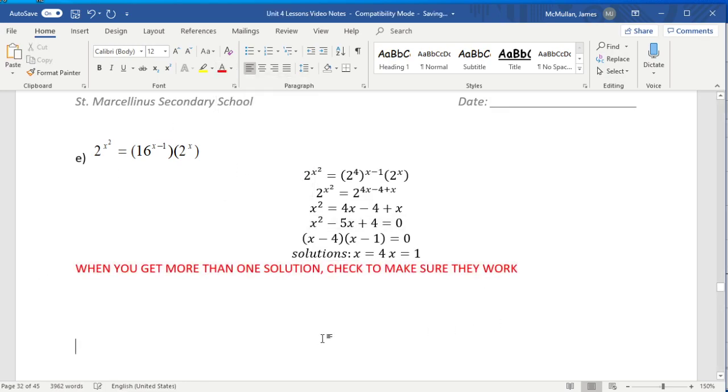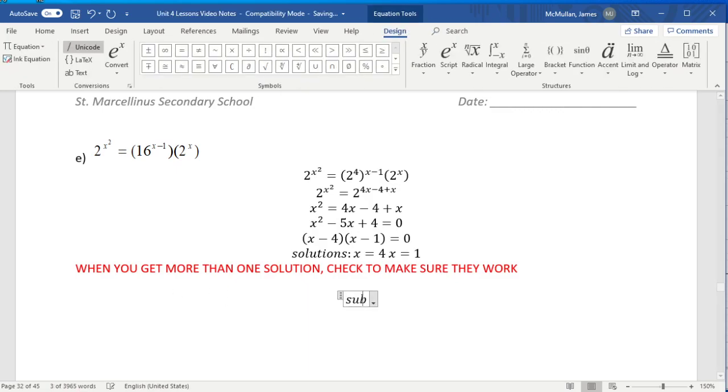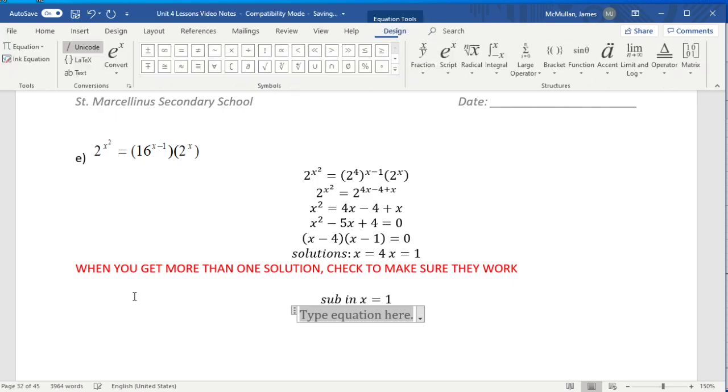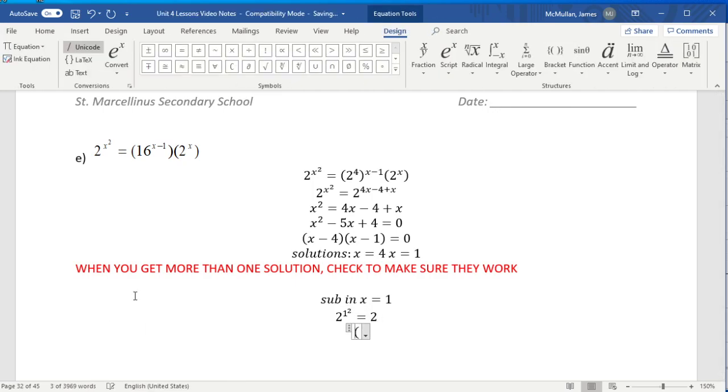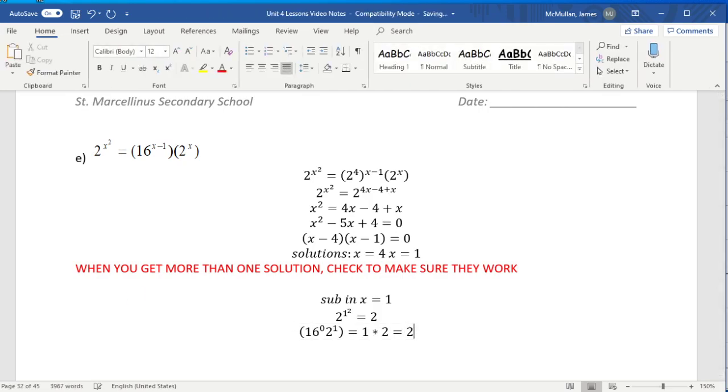Okay, so I'm just going to put that in red. Let's check to make sure these ones work. So let's sub in x equals 1 first. On the left side, we have 2 to the power of 1 squared, which is simply 2, right? It's 2 to the power of 1. On the right side, we have 16 to the power of 0 times 2 to the power of 1. And that, of course, would be equal to 1 times 2, which is 2. So this solution works out. This solution is accepted. It worked on both sides.